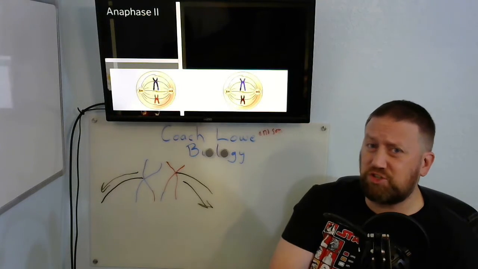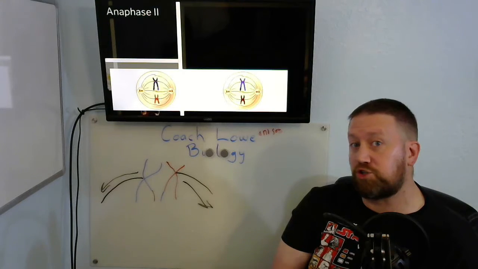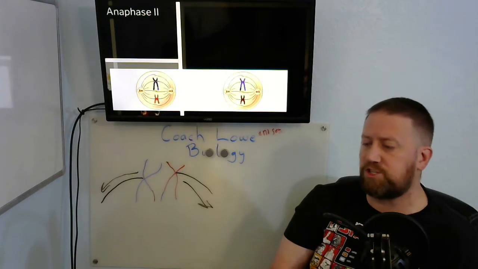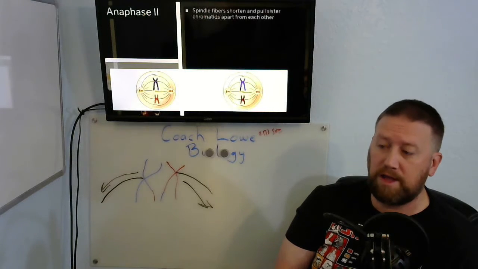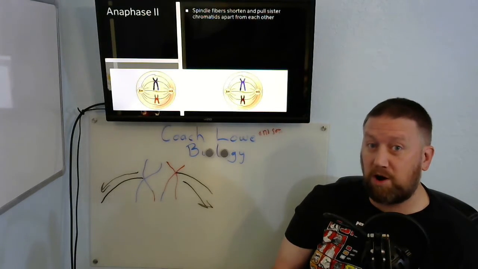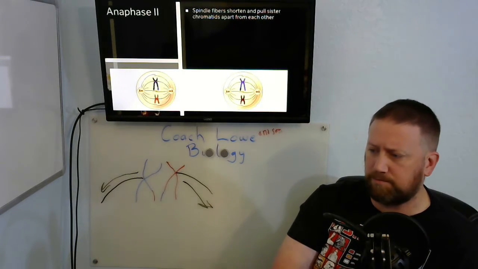During anaphase 2, those spindle fibers, again, we have the fisherman that starts to reel in the fish. That fishing line gets shorter, the spindle fibers get shorter, and that pulls the sister chromatids apart, and they start getting pulled to either side of the cell.